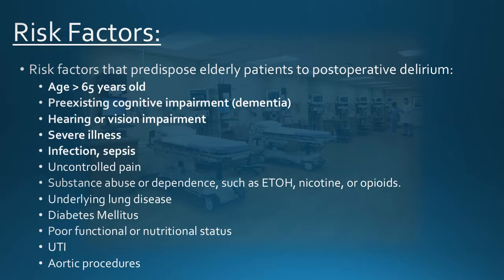Risk factors include age greater than 65 years old, cognitive impairment, severe illness or comorbidities, hearing or vision impairment, inadequately controlled pain, hypoxia or hypercarbia, dehydration, electrolyte abnormalities, especially hyper or hyponatremia, polypharmacy, and use of psychotropic medications. The risk factors that are in bold are those that have been outlined by the National Institute for Health and Care Excellence. These 5 risk factors have been labeled the 5 primary risk factors and should be assessed prior to any surgery.